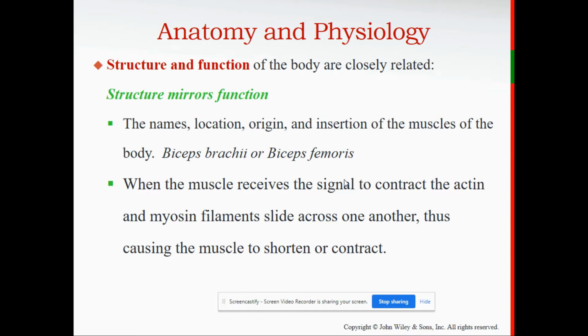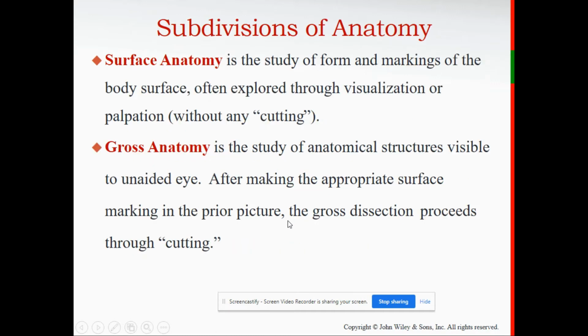And it doesn't matter if it is the biceps brachii, and it doesn't matter if it is the biceps femoris muscle. All you have to know is it doesn't even matter if it's the tongue muscle. That is how all muscle contracts. And that's the difference between anatomy and physiology. So there are some subdivisions of anatomy. We'll talk about the subcategories.